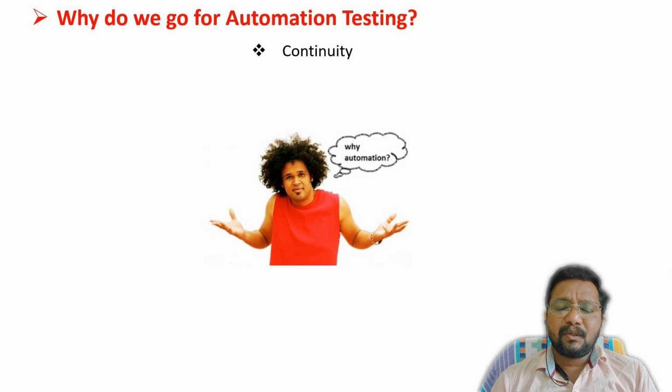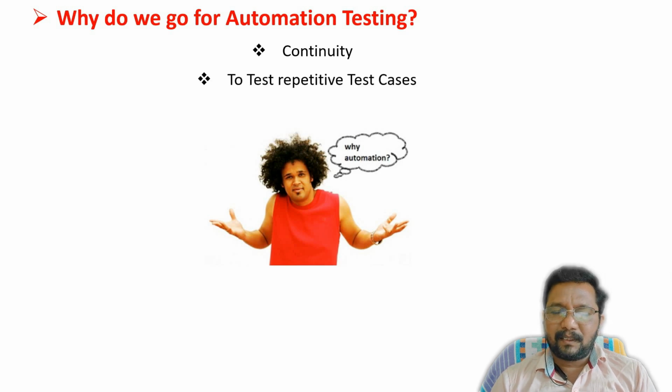So that is called what? It is a continuation process. Based on this continuity, we have to go for automating the testing process. The second important scenario is to test repetitive test cases.